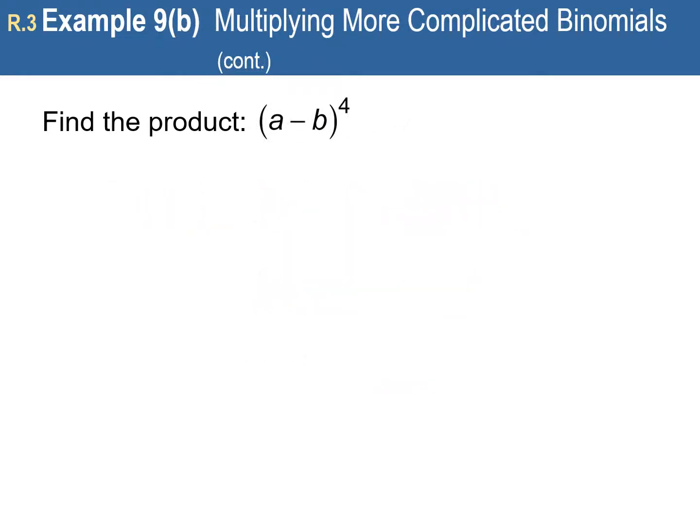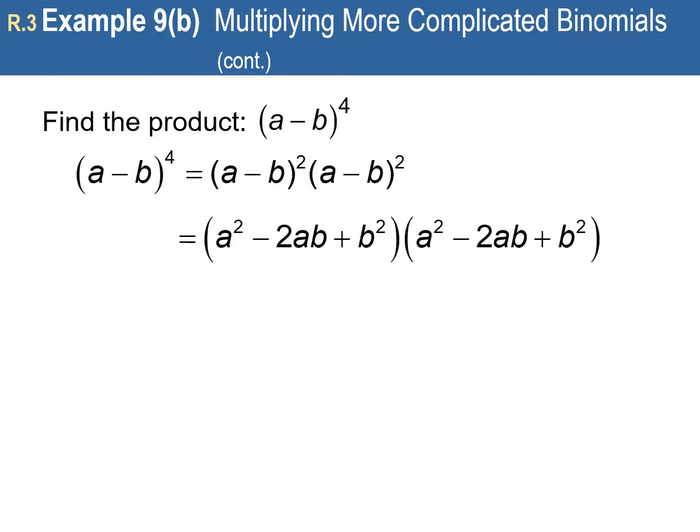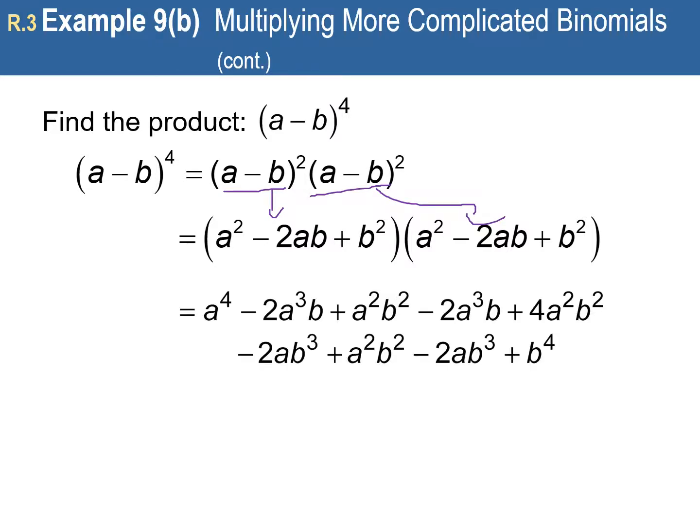Suppose I want the product of a minus b to the fourth. Well, this is just a minus b squared times a minus b squared. So if I multiply these two both out, I get a squared minus 2ab plus b squared times a squared minus 2ab plus b squared. And so if I just do the distribution one term at a time, I get a to the fourth minus 2a cubed b plus a squared b squared. So that's the first term.